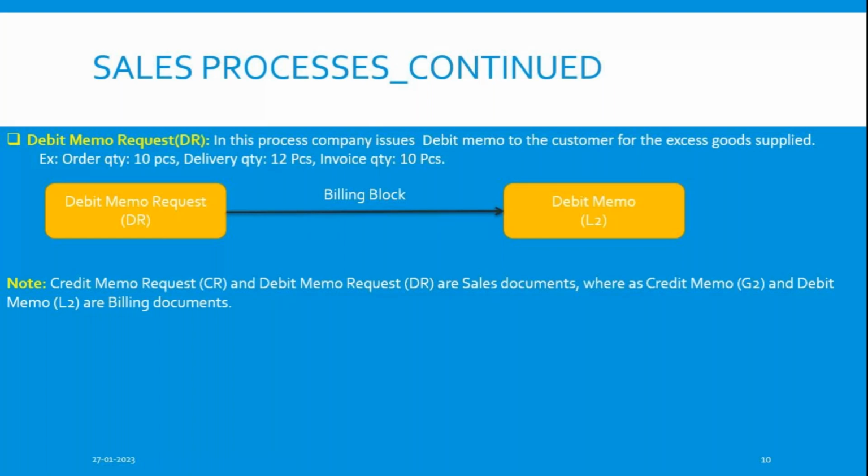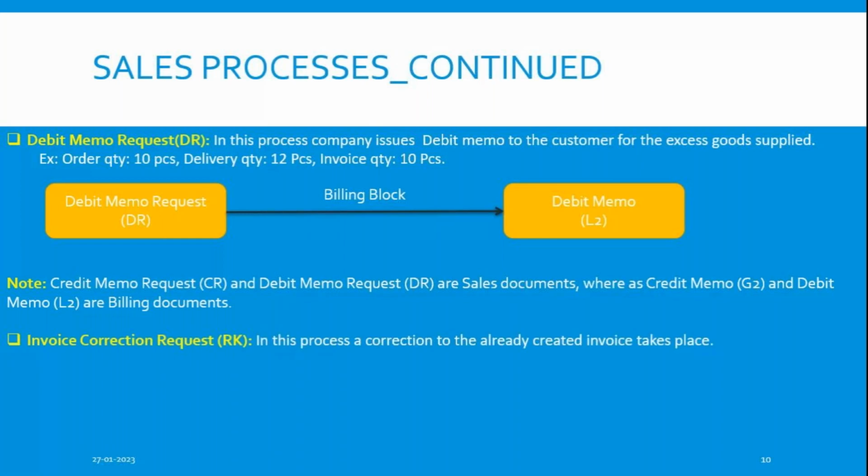If you understand these three classes, whatever we are discussing, if you understand at a high level how the business works, then the configuration of the system is simple. If you do not know why we are doing it, then there is no point. So credit memo request and debit memo request are sales documents. Credit memo and debit memo are billing documents. We have sales, we have shipping, that is deliveries, we have billing, we have payments, four concepts, right?